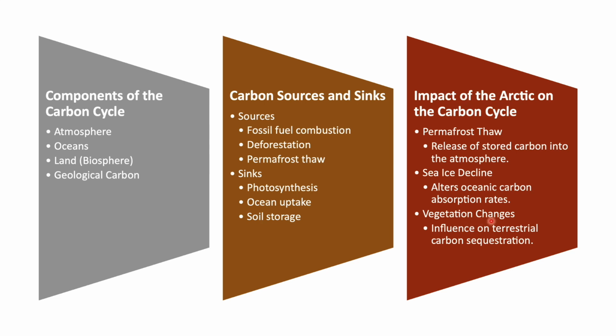Then vegetation changes influence the terrestrial carbon sequestration. That means when the taiga and tundra, the boreal forest plants, are removed, that exposes the soil. This change also affects the carbon cycle because many of the plants absorb carbon dioxide. When the plants are removed, there are no more plants, so the carbon dioxide cannot be removed. That means it stays in the atmosphere, so it affects the entire carbon cycle.